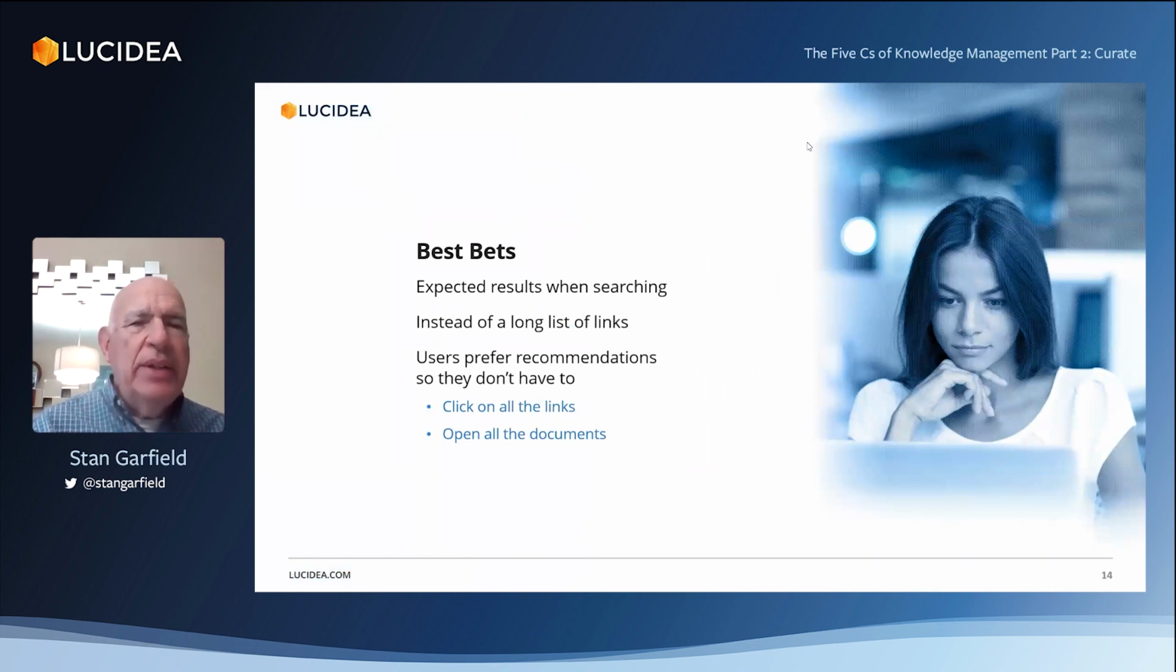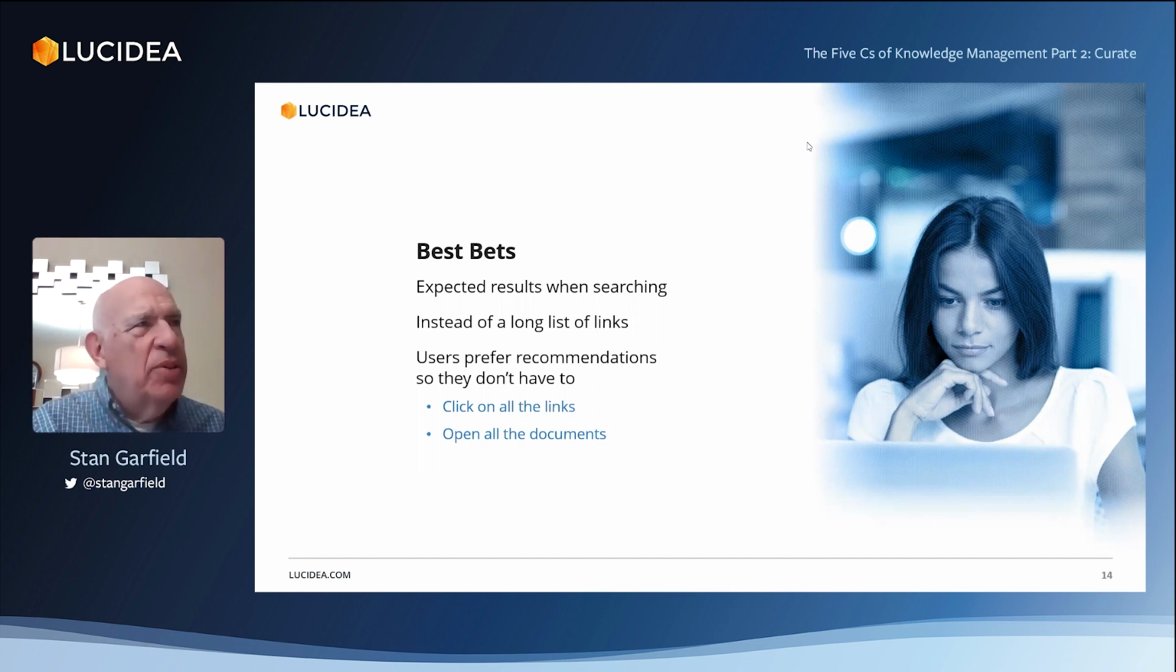I'm talking about best bets. These are the expected results when searching. When you do a search, you're certainly hoping that what comes back at you will be led by something that meets the expectation that you had. If you're asking a question, what's the answer? If you're looking for a resource, what's the resource? And so if the results come back such that the top ones are the ones people expect to find, your search is doing a good job. And this is better than a long list of links.